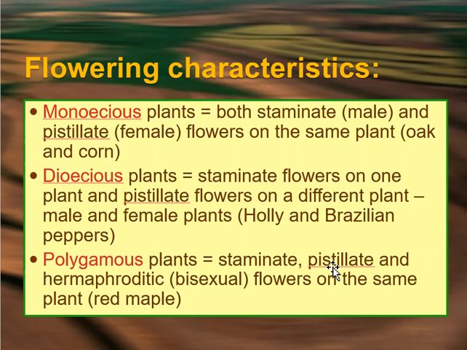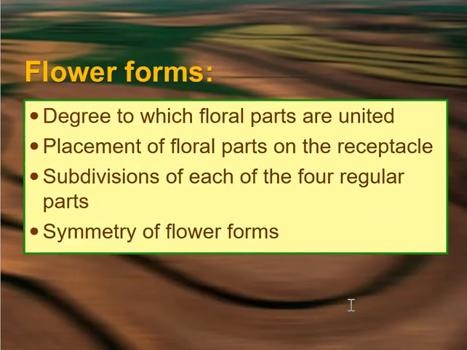And polygamous plants have staminate, pistillate, and hermaphrodite or bisexual flowers on the same plant. Okay, so this would be like the red maple. Okay, so flower forms. This is the degree to which floral parts are united. So placement of floral parts on the receptacle, subdivisions of each of the four regular parts, and then the symmetry of flower forms as well.